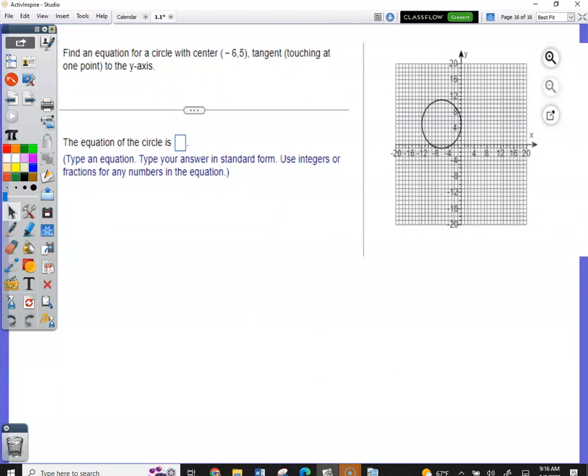Anyways, okay, let's look at this one. This is question 15 on the homework.